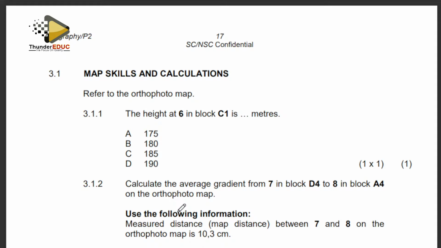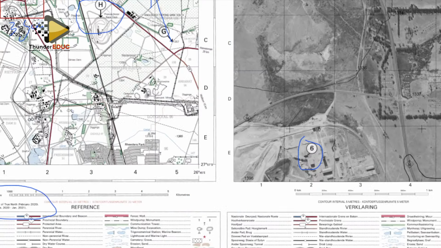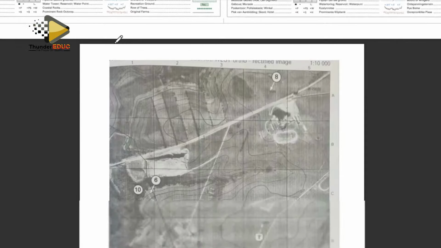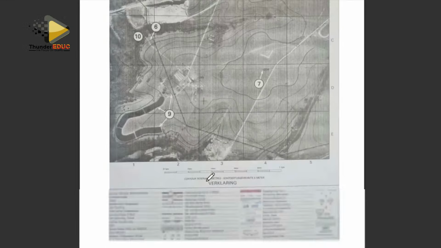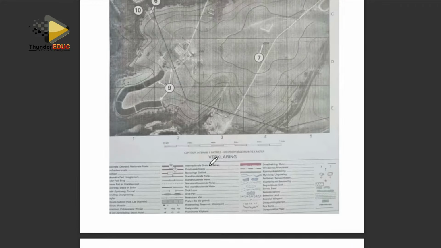Look here, they say refer to which map. This is very important. So when you are answering the questions related to map work, please first highlight the map that they are referring us to. We go to this and we look at George. George is here. Okay, I have this map here and I have this map here.